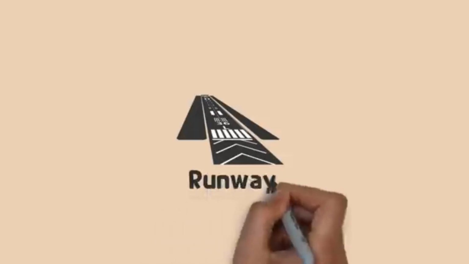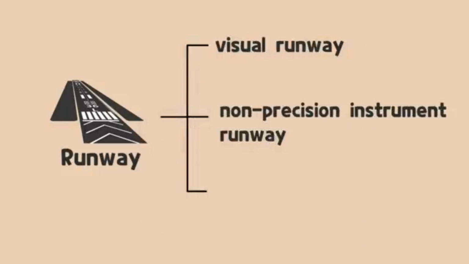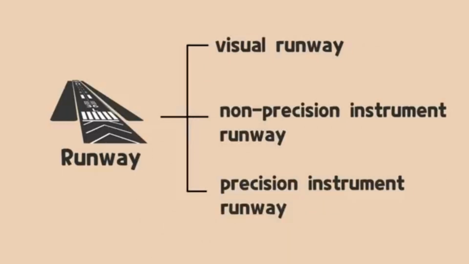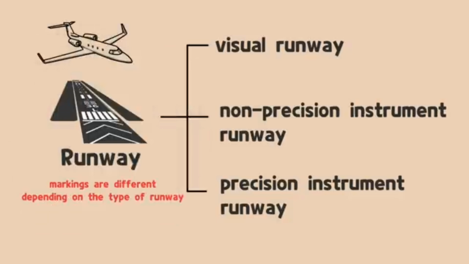The runway is divided into 3 types: visual runways, non-precision instrument runways, and precision instrument runways. According to the aircraft's approach method, markings are different depending on the type of runway. The visual runway is a runway designed to use visual approach procedure for aircraft.